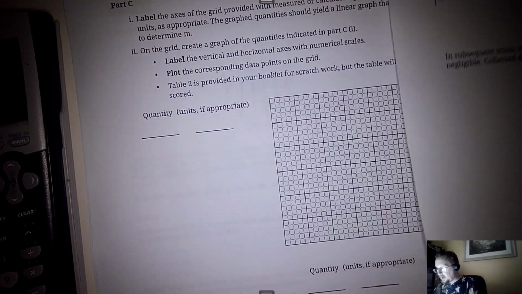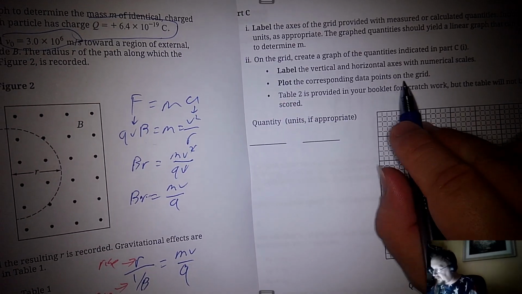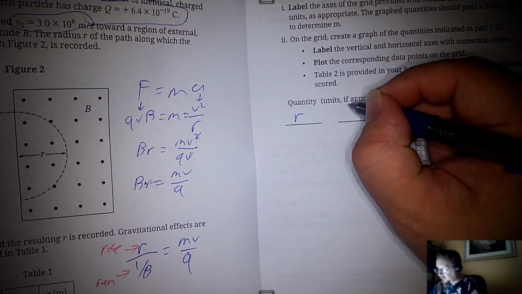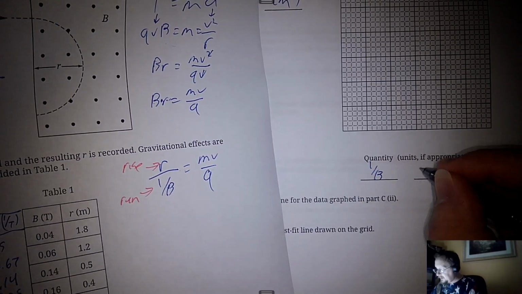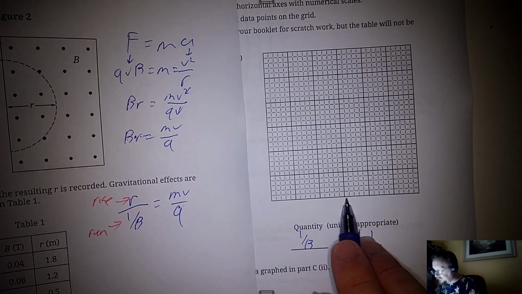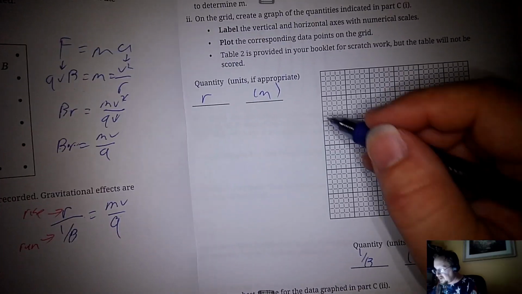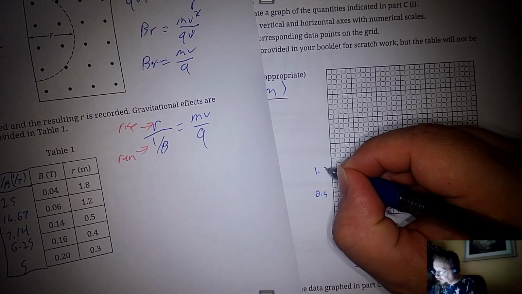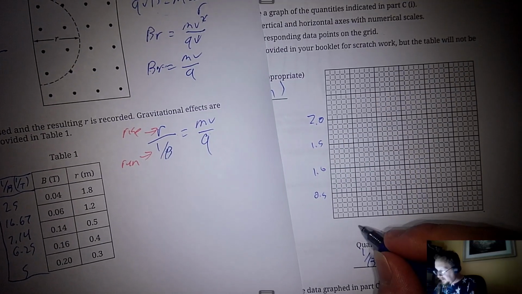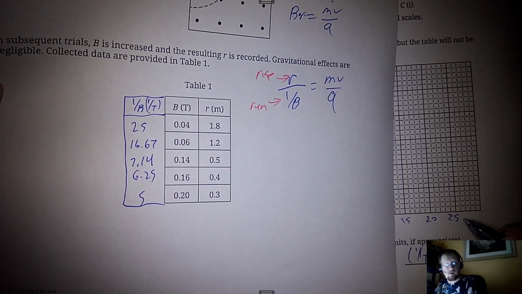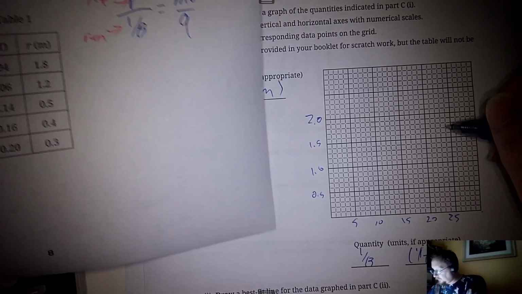Okay, so now label the vertical and horizontal axes with numerical scales. So the quantity is going to be R in meters, that's the rise. And then this is going to be 1 over B in units of 1 over Teslas, because that's the run. Okay, they gave me 1, 2, 3, 4, 5, 6. They gave me 6 divisions. So R, I'm going to go up to, let's do 0.51, 1.52. And then the 1 over B will be 5, 10, 15, 20, 25. Okay, so it's going to be 25 and 1.8.